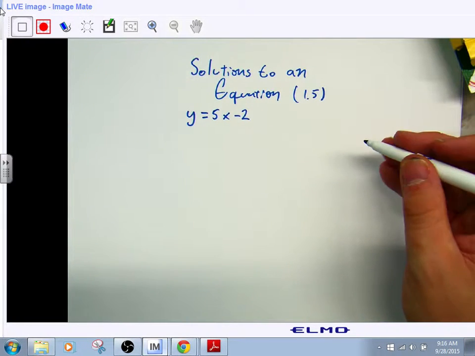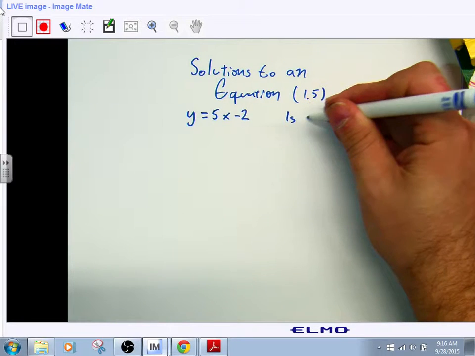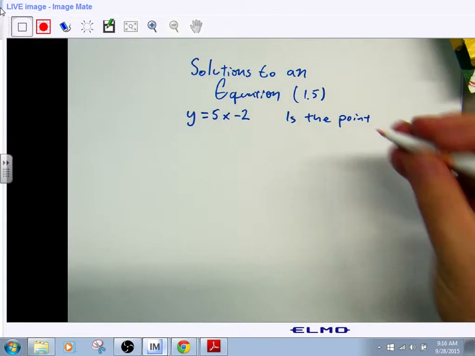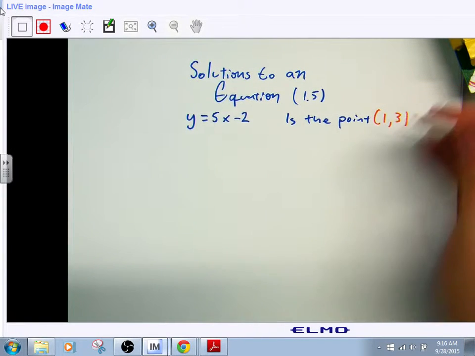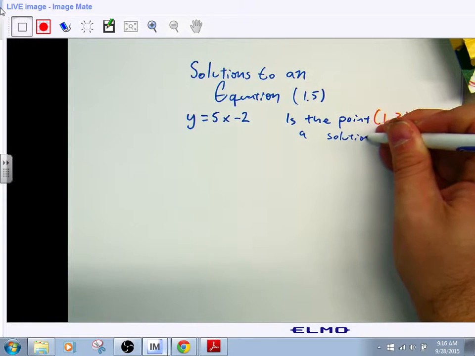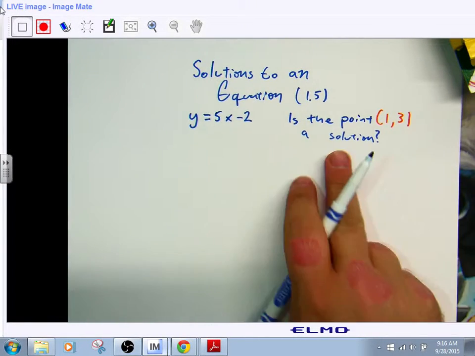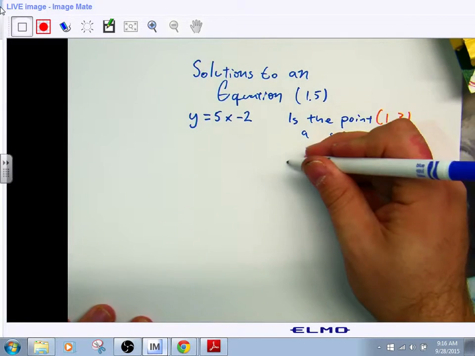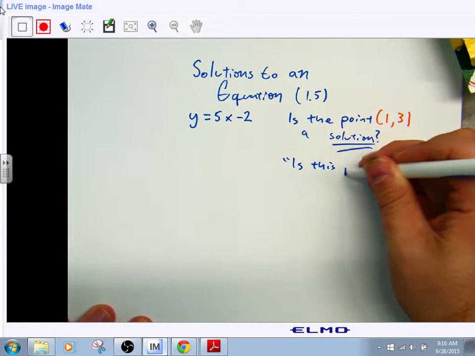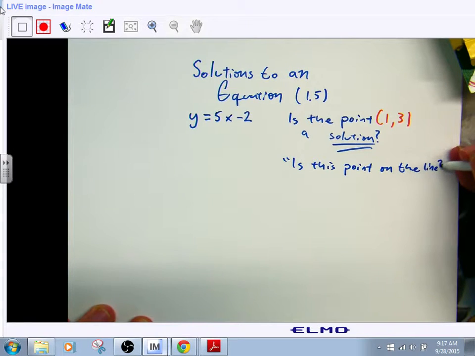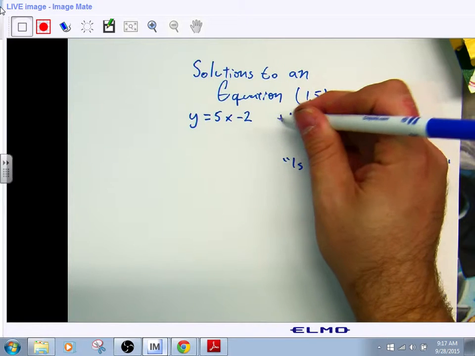what I might do is then ask you, is the point 1, 3 a solution to this line? And when I ask, is it a solution, what I'm asking, another way of saying it, is this point on the line? Is this point on the line? That's what I'm asking. These are pretty much asking the same thing.